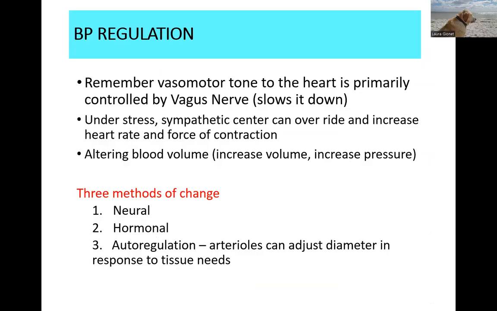Blood pressure regulation. And I'll just tell you, blood pressure is influenced, complicated-wise, by 3 different areas. But these systems all work together. Remember, the vasomotor tone to the heart is primarily controlled by the vagus nerve, because it slows it down, and under sympathetic stimulation, it can override, of course. Altering blood volume is going to affect blood pressure. If we increase blood volume, we increase blood pressure. We decrease blood volume, we decrease blood pressure. So there are 3 methods of change: neuronal changes, hormonal changes, and autoregulation.